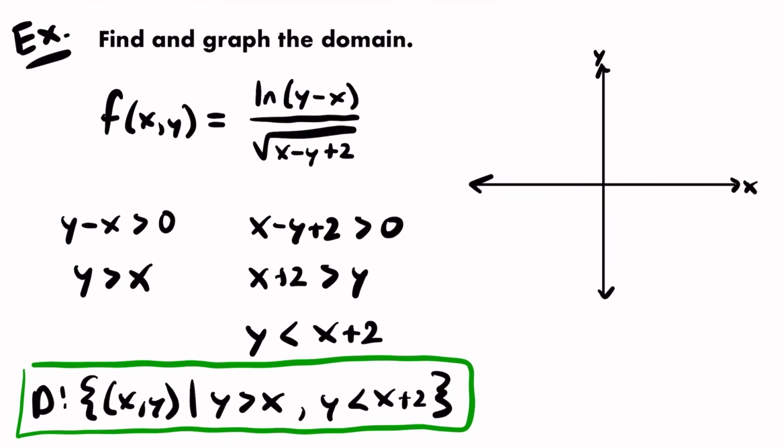So if you remember how to graph inequalities, this should be a pretty straightforward process. Y must be greater than x. That's based on the equation y equals x, but y must be bigger than x. So if we graph y equals x, again, it's going to be a dotted line because we're not including y equals x, right? This is not y greater than or equal to x, it's just y greater than x. So this would be y equals x.